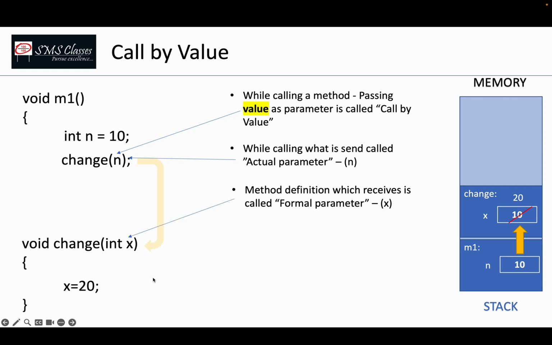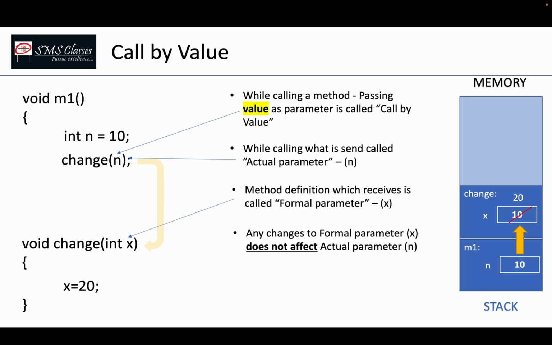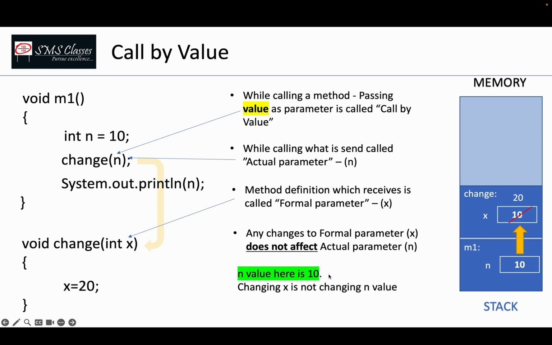So in case of call by value, what happens is when you change anything to the formal parameter, it does not affect your actual parameter. So if you see here, your n value still remains 10. So you have a value n, you're passing that as a parameter to another method. It gets received into the formal parameter. When you change anything to the formal parameter, it does not affect your actual parameter.